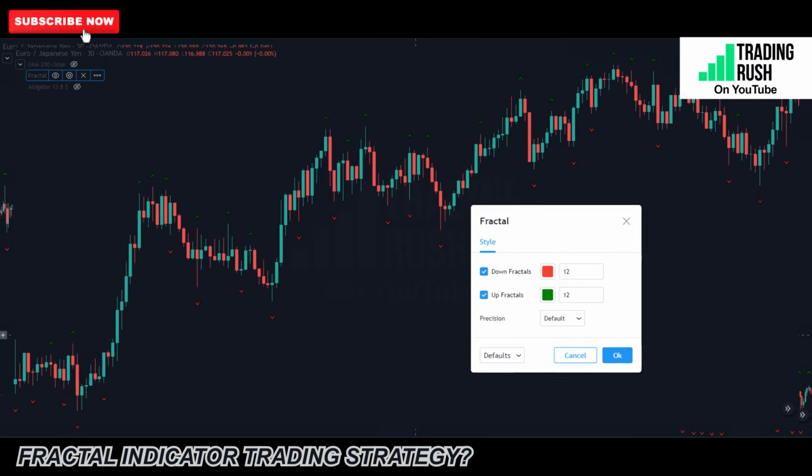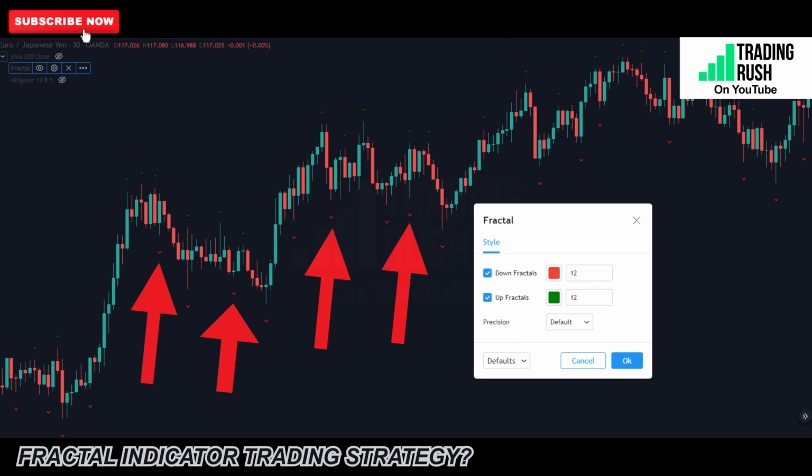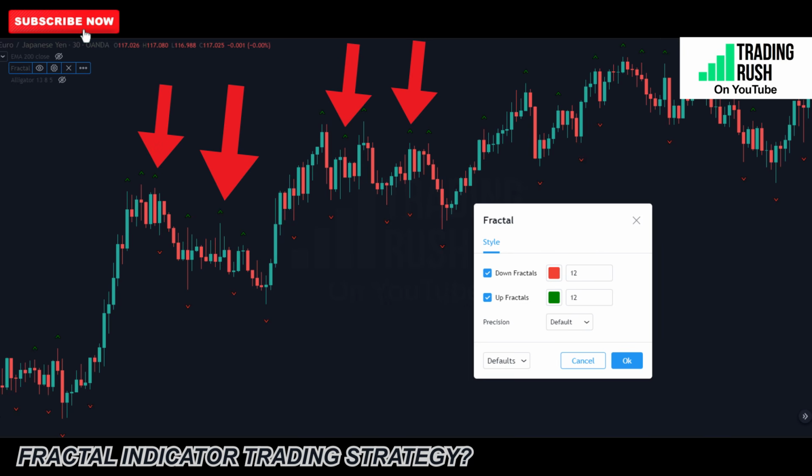On TradingView, this is what the fractal indicator looks like. Once you add it on your chart, you will see some arrows above and below the candles. On most trading platforms, these arrows are usually red and green in color. Green arrows will only appear above the candle, and red arrows will only appear below the candles. Also, the arrows that form below the candles are always pointing in the downward direction, and arrows that form above the candles are always pointing in the upwards direction.